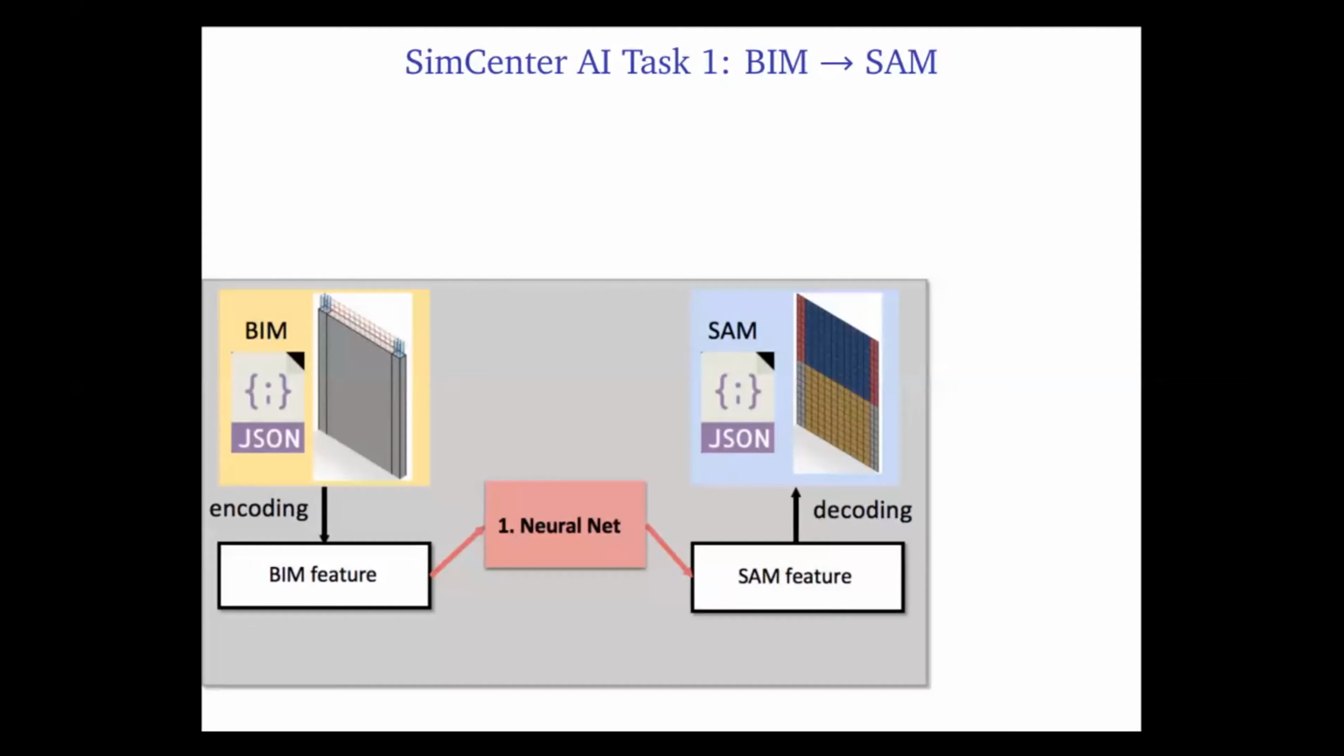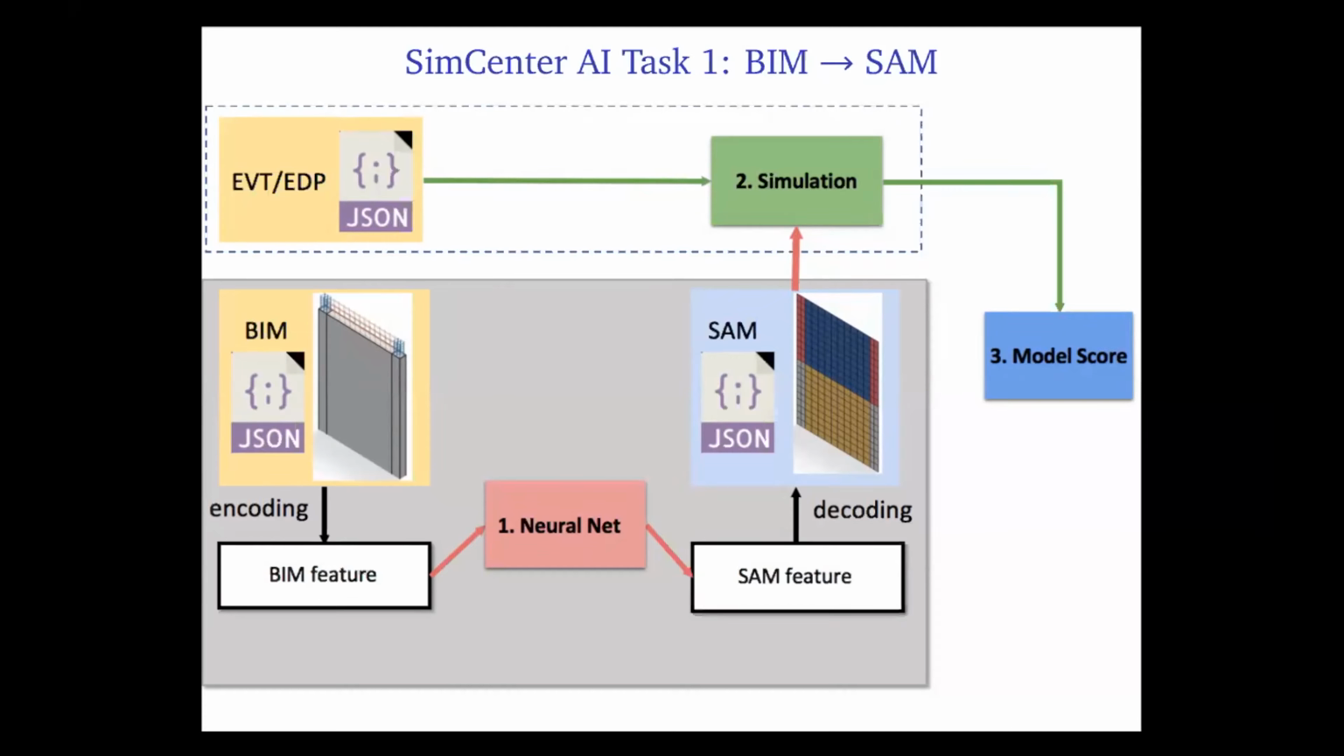We talk a lot with our collaborators on the team, and we also extract features from the SAM file. And then we train, with the paired data, we can learn a neural net to model the association. Once we have such a model with the SAM feature, we produce the SAM file, and it allows structural engineers to do simulation.